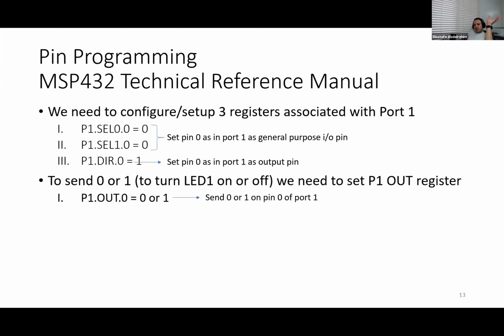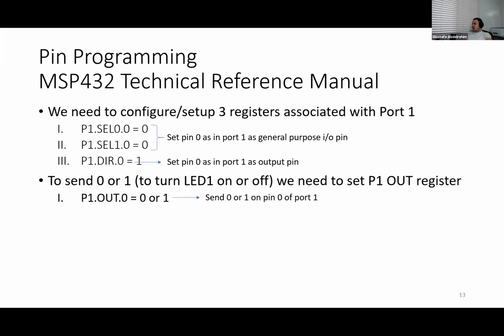Now to send 0 or 1, we write something similar to this. P1. There is a fourth register called the output register. So these are the registers: SEL0 and SEL1, direction register, and there is another register called the output register, in which if you want to send, for example, 0 or 1 to pin 0, you put 0 or 1 in the first bit of this output register. Okay. Then something inside the microcontroller will take this value and put it on pin 0.